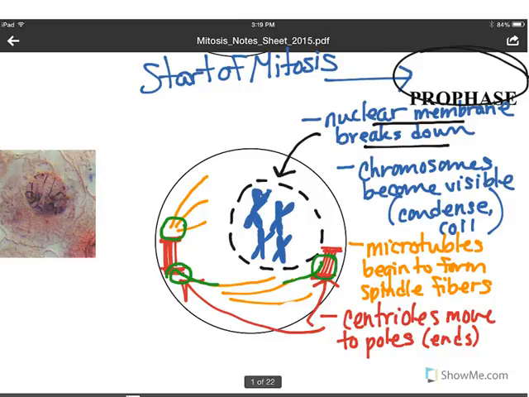Okay, so that is most of what's happening during prophase, which is the first step of mitosis. Lots going on during prophase. And don't worry, not all the steps are this complicated.